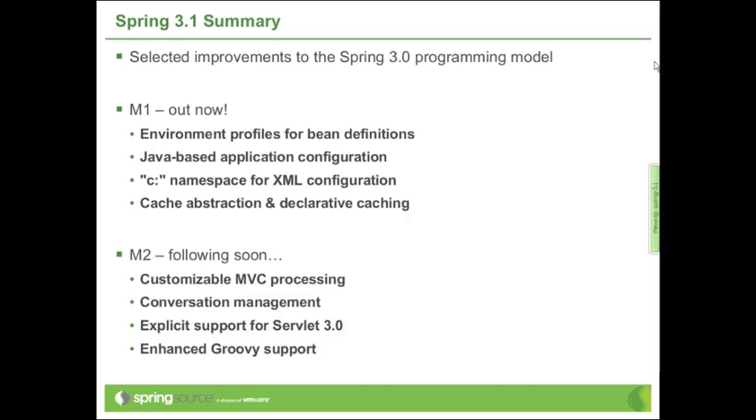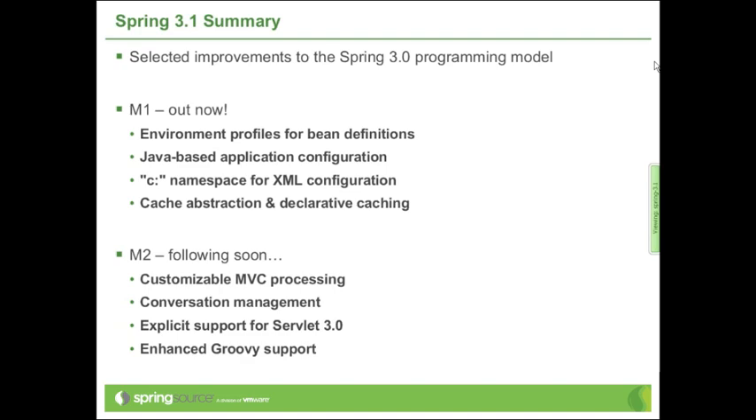And as I already discussed in a separate section, more extensive work is being done in other areas still, where we decided not to release them in M1 yet. The whole MVC processing, next generation web application side of things, the Servlet 3.0 support, and the Groovy support are still in the R&D phase, and expect to deliver results for 3.1 M2 in April.